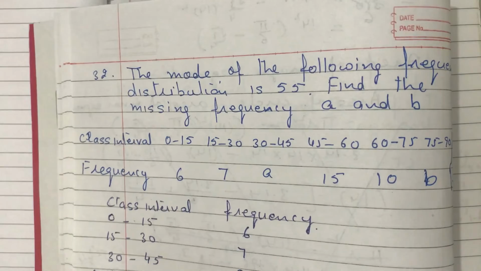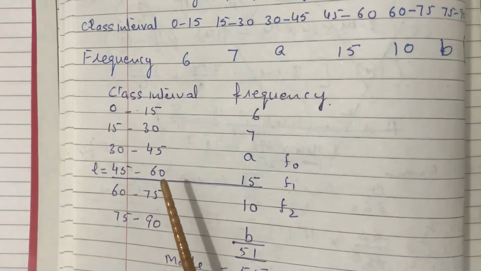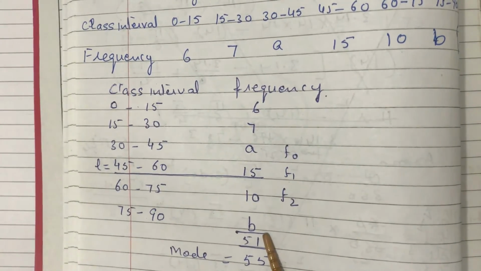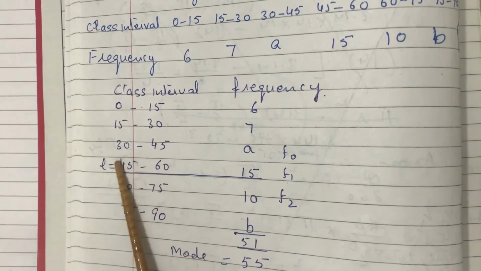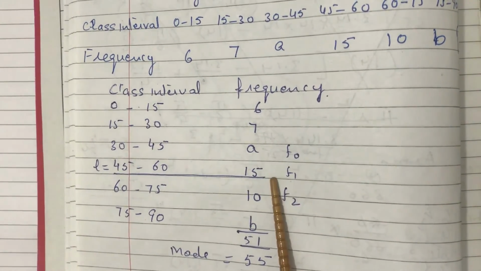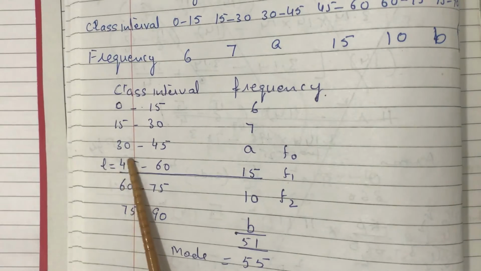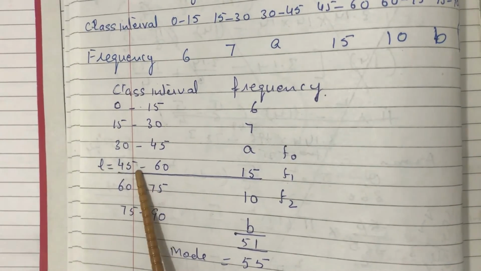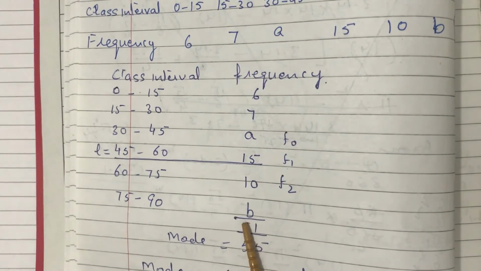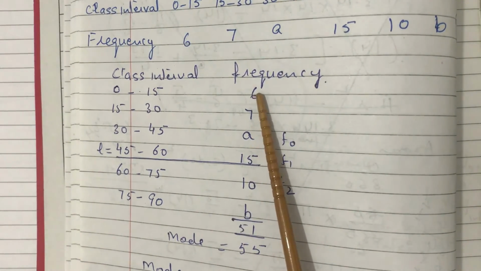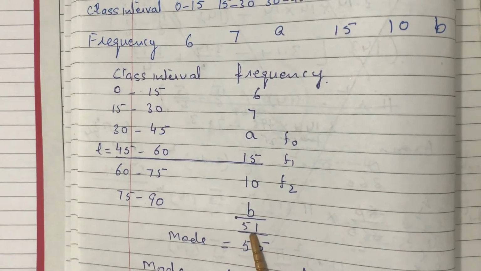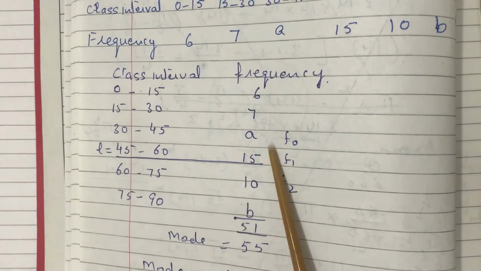So I have written class intervals here. Here is the frequency. Now 55 comes in this interval. So underline this. So this is F1, F0, this is F1, this is F2, this 45 is L, H here is 15. And if we add all these numbers, this is equal to 51. This is given to us. It means if we add 6 plus 7 plus A plus 15 plus 10 plus B, that is equal to 51. So that is one equation we have.